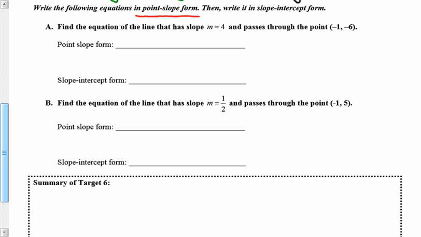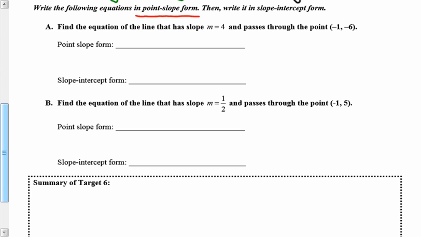So A says find the equation of a line that has a slope of 4 and it passes through the point negative 1, negative 6. So notice we don't even know what the y-intercept is, so even if I asked you what's b, we would have to graph this out and kind of guess where b was going to be. So this is why we use point slope form.